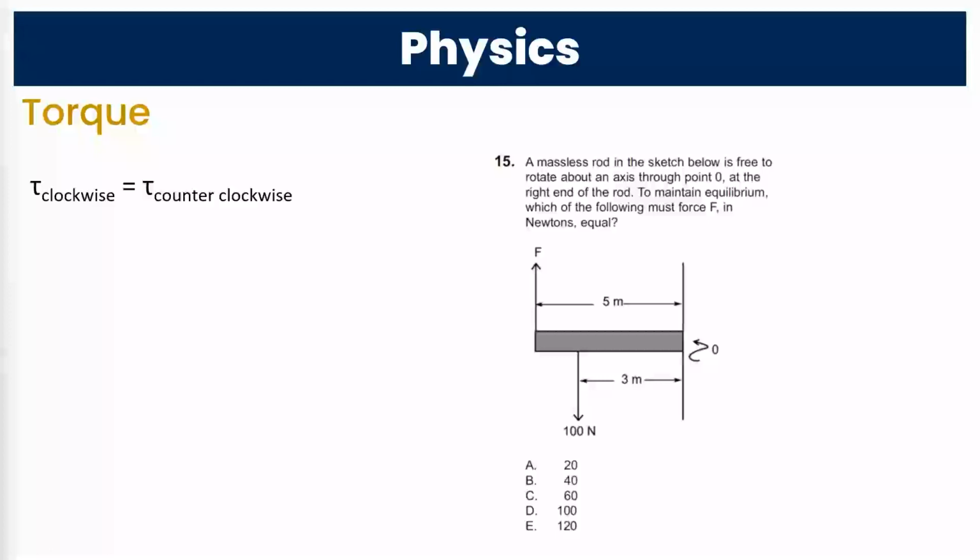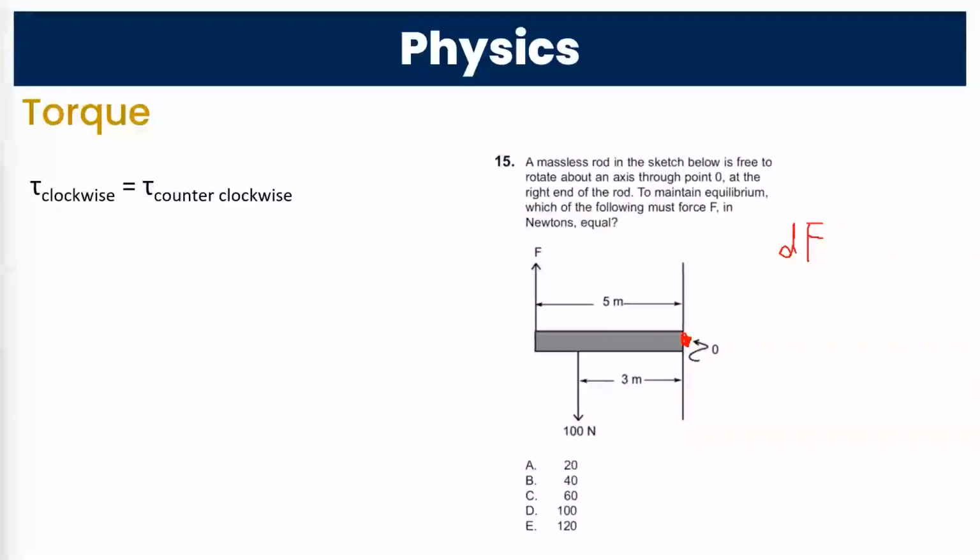So they're talking about this massless rod, to maintain equilibrium, the following force in newtons, blah, blah, blah. So where is the pivot point of this particular rod? It's telling us it's right here. And that's the first thing I look for in all torque questions: find my pivot point. And then if you recall, torque is really just the distance times the force applied.